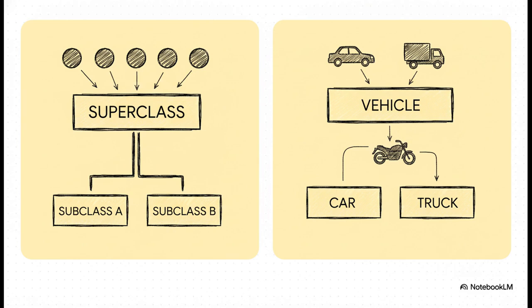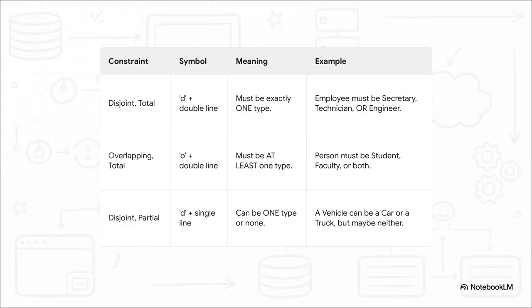In contrast, you have partial participation, which is just a single line. This is way more flexible. It means an entity in the superclass doesn't have to belong to any of the subclasses. Think of it like this: a vehicle could be a car or a truck, sure, but it could also be a motorcycle, which isn't one of those specific options.